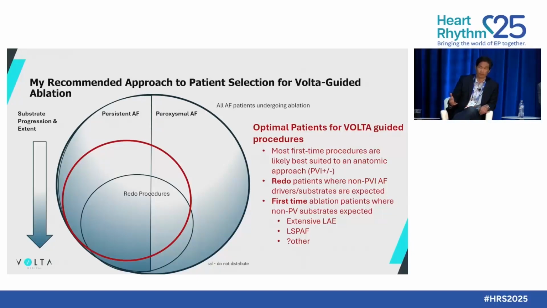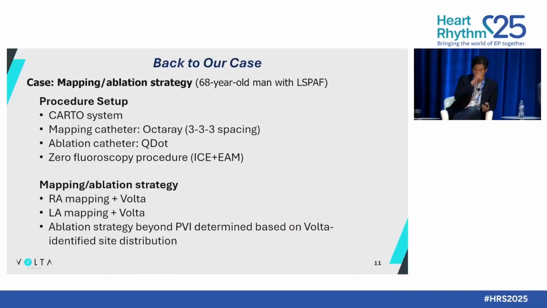Many, if not most, redo procedures, but I also think there's a fair number of persistents, especially the long-standing persistent AF population, that would benefit. If I may say anecdotally, I'm sure all of you who do a lot of ablation have come across these patients where you go in, maybe even a first-time ablation, you map the left atrium, and their PVs have no signals at all. You can pretty much guarantee that if you just did PVI alone, you're not going to get a good outcome with those patients. So there's clearly, as that example would show, benefit from additional ablation.